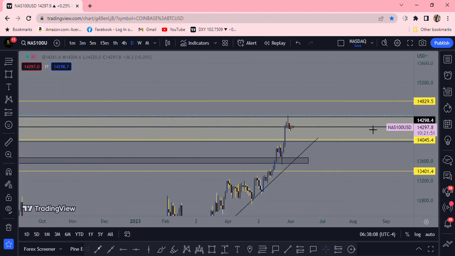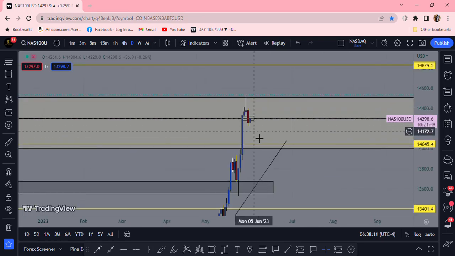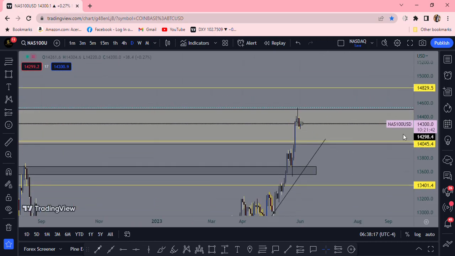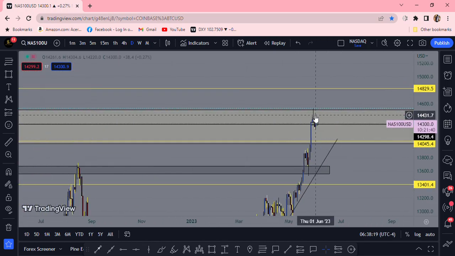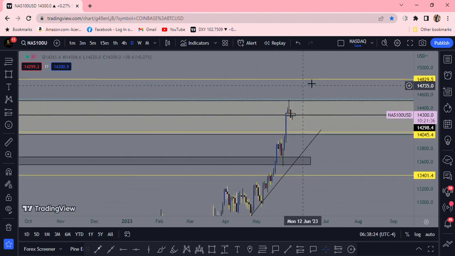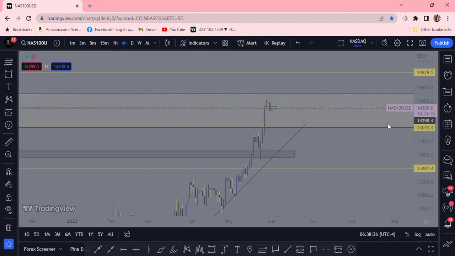Oh, just a reverse. We are likely to take out these buy stops tomorrow. So my next area of interest is actually at 14,829. NFP might actually just shoot it up, so keep that in mind.